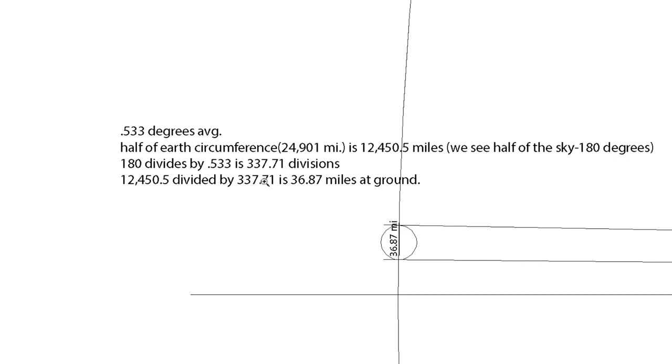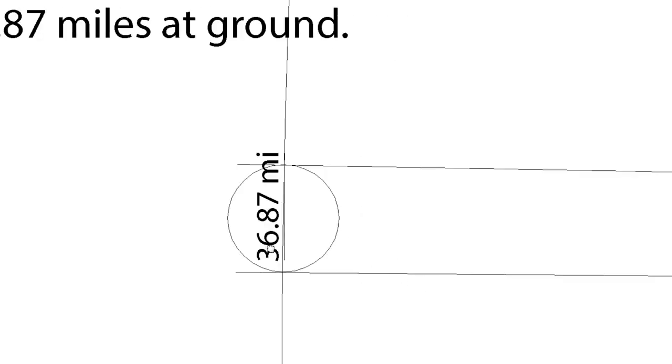And so we take 12,450.5, which is the amount of miles in a half circle, divided by 337.71, which are the number of sections in 180 degrees in a half circle. And so we get 36.87 miles at the ground. And so I just drew a little circle there to help you understand. That would be, if the sun was at the ground, it'd be 36.87 miles.